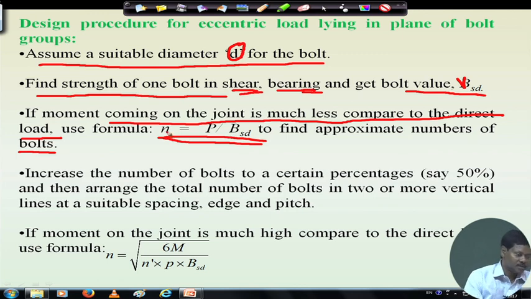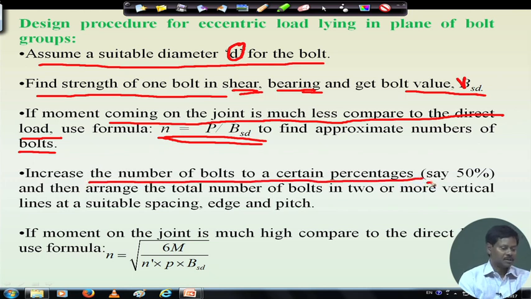When will the moment be less? If the eccentricity is less, then the moment will be less. Then what will we do? We will increase the number of bolts by a certain percentage. How much percentage? Say 50% or maybe 100%, maybe 25%. It depends on the designer's experience.